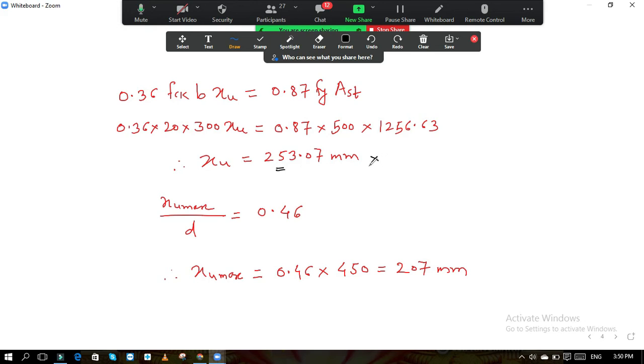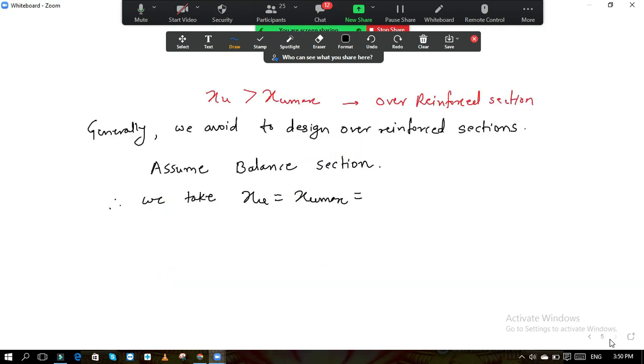Why will we not take it? Because we do not want to design an over reinforced section. We never design over reinforced sections. Whenever you come across this condition, an over reinforced section, we always design it by assuming it as a balanced section. Keep this in mind. And why we don't design over reinforced sections, I have already explained to you. Concrete fails first in the over reinforced section. Concrete is a brittle material and its failure is a crushing failure.